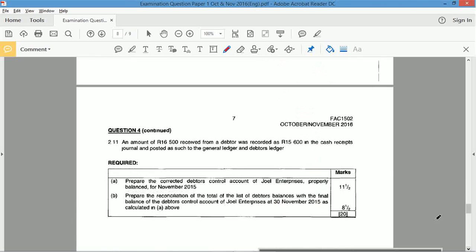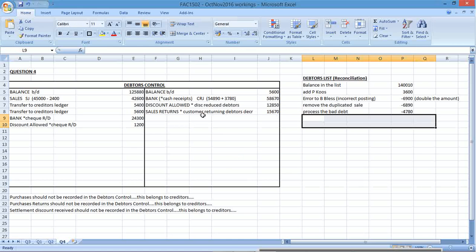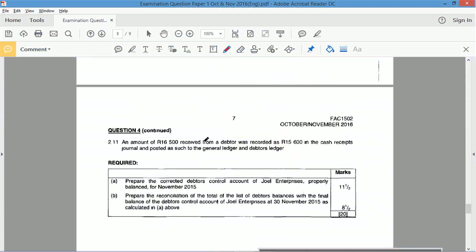One more. An amount of 16,500 received from a debtor was recorded as that in the cash receipts journal and posted as such to the general journal and the debtor's ledger. Okay, so two errors here. We need to fix this and we need to fix that. Okay, so this amount was received. It was recorded as that. So we recorded too little. We recorded too little in the cash receipts.